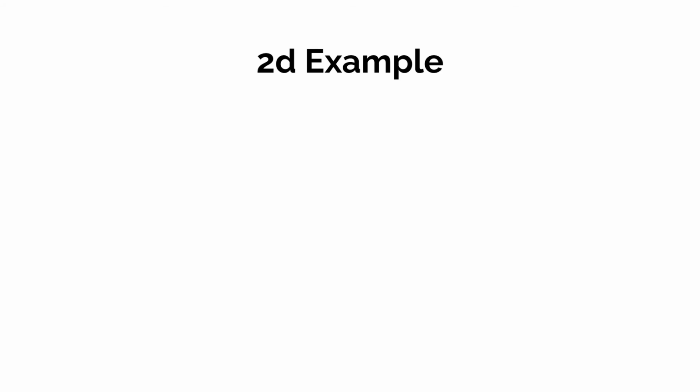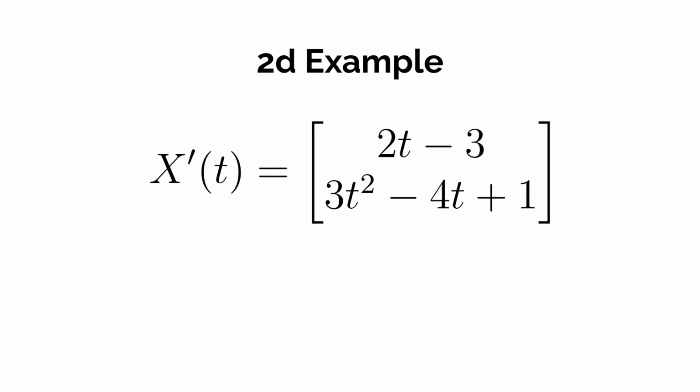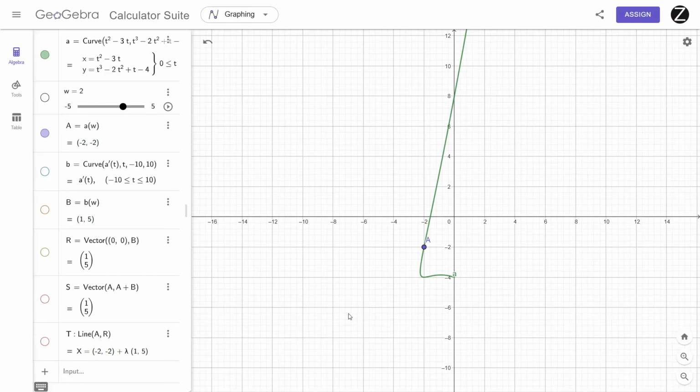To find the direction, we have to find the slope of a curve at a particular time, and that's what the derivative function is for. So, to find the function to determine the slope of the curve at any time, we have to take the derivative of x of t, which is x prime of t, and for this particular example, we have 2t minus 3 for x, and 3t squared minus 4t plus 1 for y. Now let's plot that curve like so.